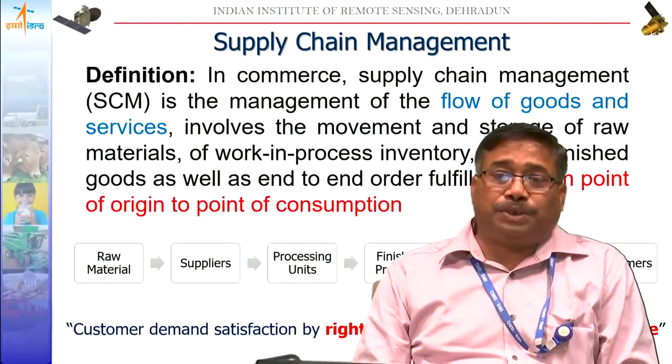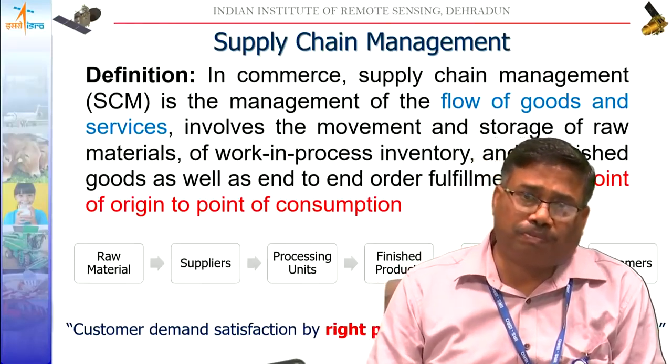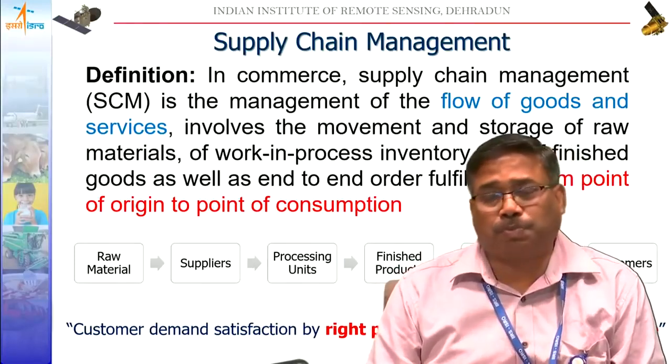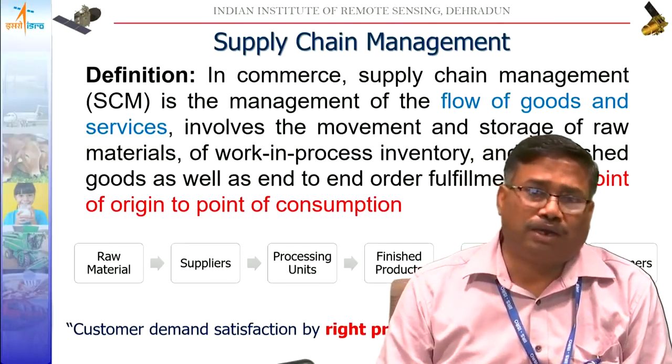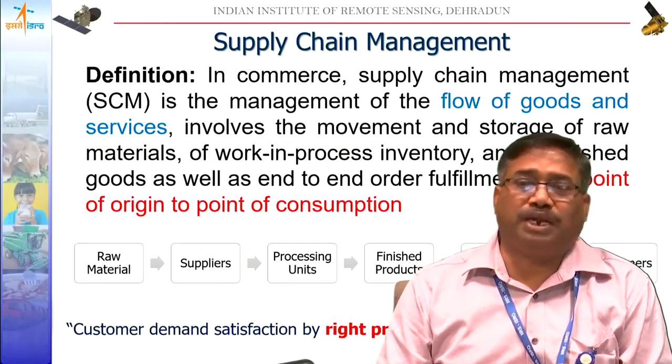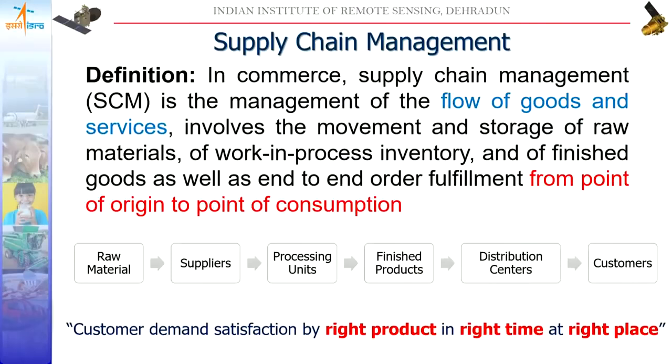Well, coming to supply chain management, this concept has been explored, and it has been told by many agencies that it primarily discusses the management of the flow of goods and services, which involves the movement and storage of raw materials, work in progress, inventory, and finished goods, as well as end-to-end order fulfillment. So we are moving from the point of origin to the point of consumption.